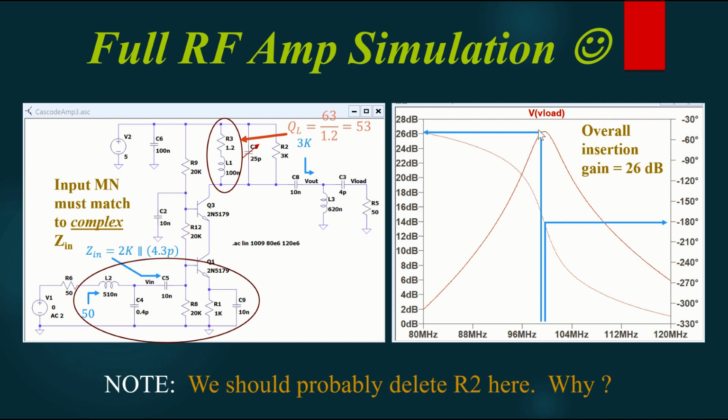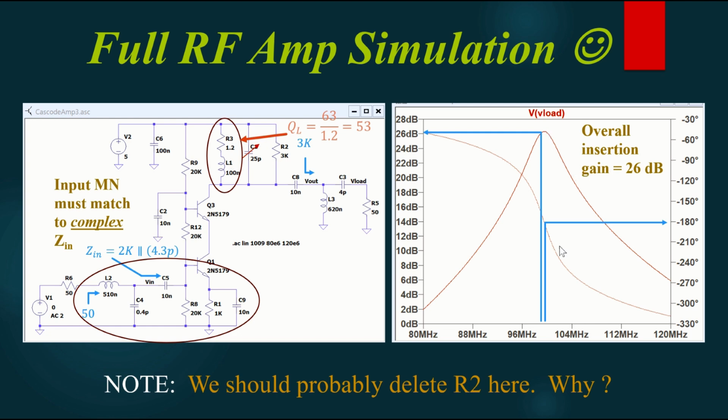The overall gain is about 26 dB. Now that is with my imperfect inductor. I did assume in my inductor that I have a Q of about 50. 53 exactly. I put 1.2 ohms here. And whenever you're doing this stuff, actually put a real inductor model in. Don't put an ideal inductor. Put the real stuff in so that your simulation gives you something closer to reality.